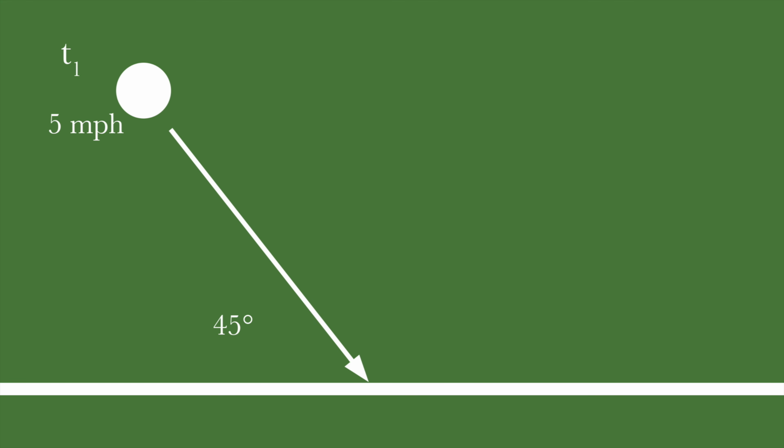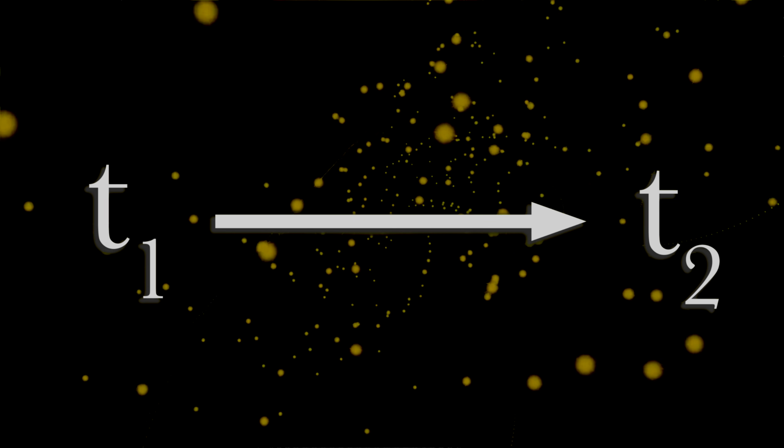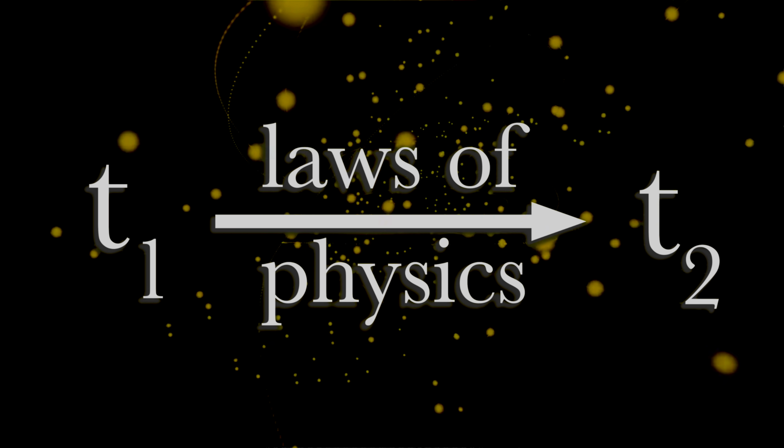If a pool ball going 5 miles an hour approaches a bumper at an angle of 45 degrees, it bounces off at 45 degrees and continues at 5 miles an hour. The reason the ball goes 5 miles an hour at time 2, or t2, is because it's going 5 miles an hour at t1. Likewise, its direction at t2 results from the preceding direction at t1. Thus, t1 always dictates t2 because the laws of physics rule the system.